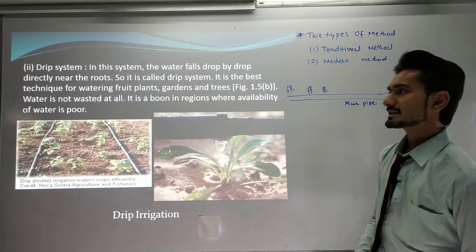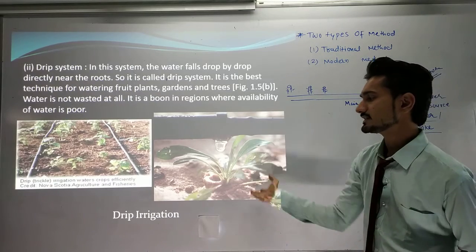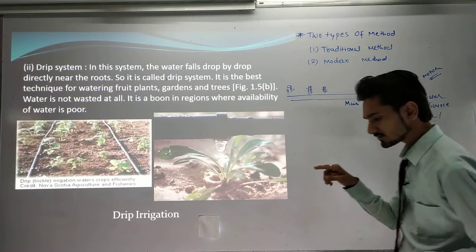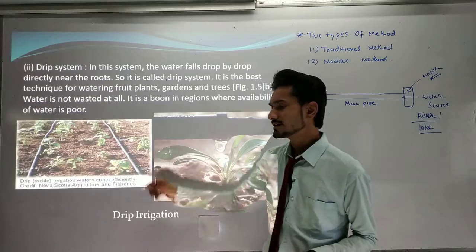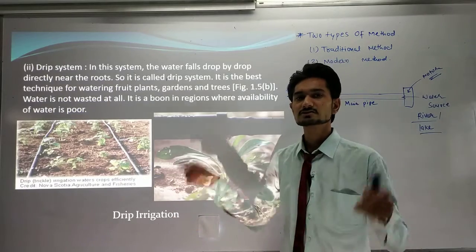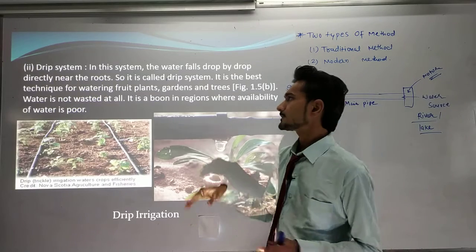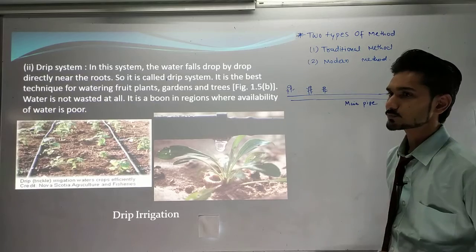It is the best technique for watering fruit plants, gardens and trees, as shown in the figure. Water is not wasted at all. Why is water not wasted at all? Because wherever the root is present, the hole is present, and it gives the water there, not anywhere else. It is a boon in regions where availability of water is poor.